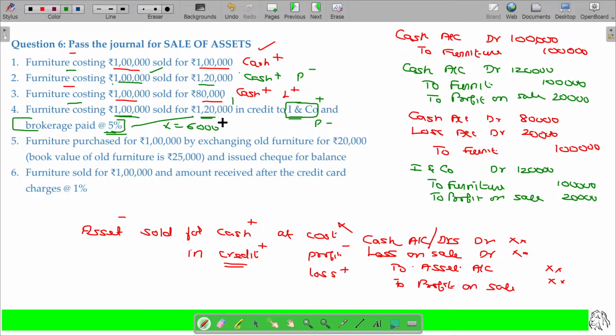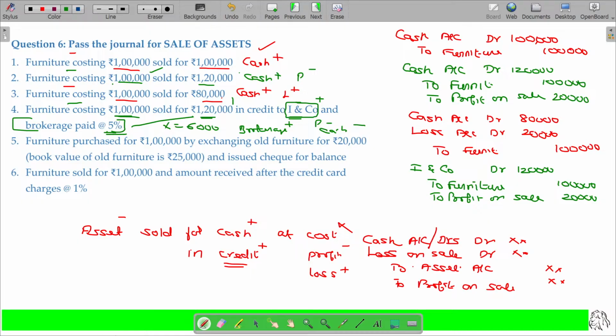Anything you get is debited, right? In brokerage, are you getting or are you paying? You are getting. Yes or no? By paying the brokerage, you are getting the brokerage service. For that, you are paying. You understand? Two things are there. What are they? Brokerage and cash. Cash is going out, minus. Brokerage service you are getting, plus.